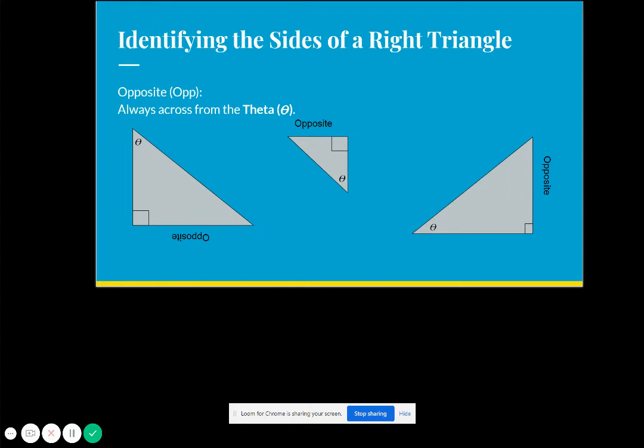The next two are opposite and adjacent. Now, to find the opposite and adjacent, you have to know which angle you're talking about. So look and find theta, or sometimes they might say what's opposite of A or what's opposite of B. Find whatever angle they're talking about, and you're going to find the opposite of that angle. So in this case, we're going to find the opposite of theta. Again, it's across from the angle that's marked with the theta. If you're having trouble with it, put your finger on the theta. The side that your finger is not touching is the opposite.